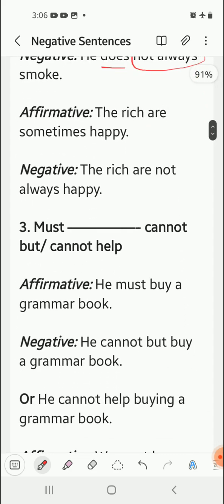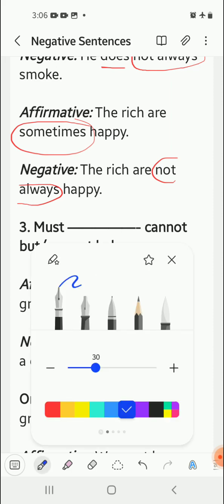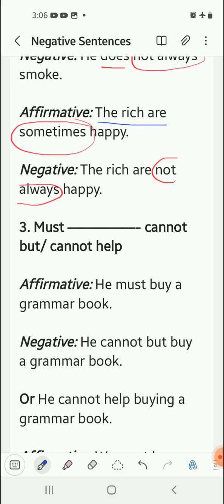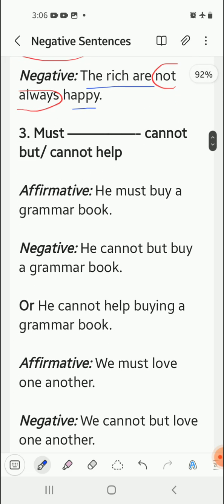Next example, the affirmative is the rich are sometimes happy. So again, sometimes will get changed to not always, and the other part of the sentence remains as it is, which I'm marking with blue. See, the rich are. Now, sometimes changes to not always, and happy remains as it is. Next rule is must. If we come across the word must, it will get changed to cannot but or cannot help.